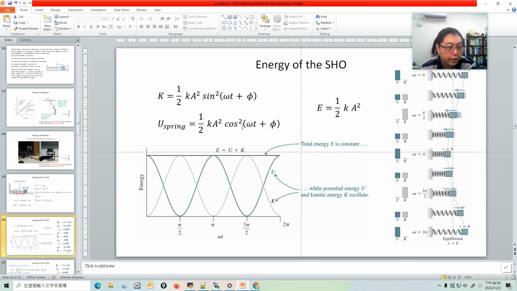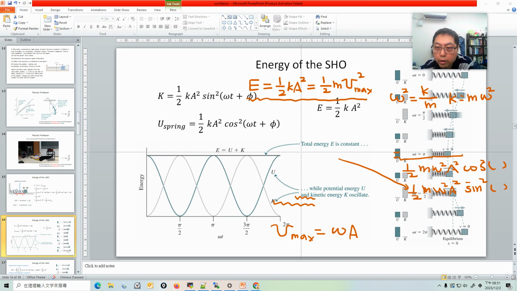If we draw the picture of the kinetic energy and elastic potential energy as a function of time, just this graph, this is the function of time. I'm not sure whether the horizontal axis is omega t or t. But anyway, no matter what.